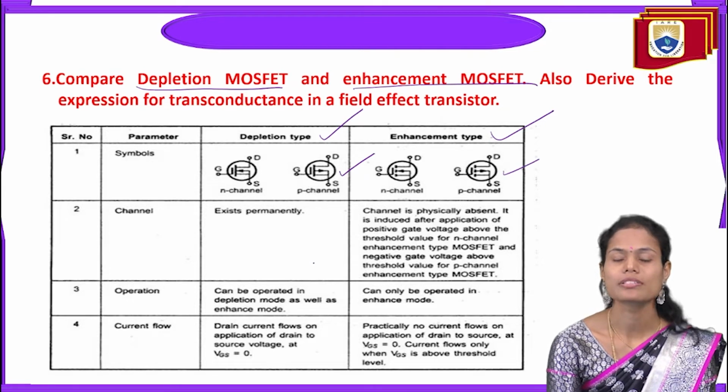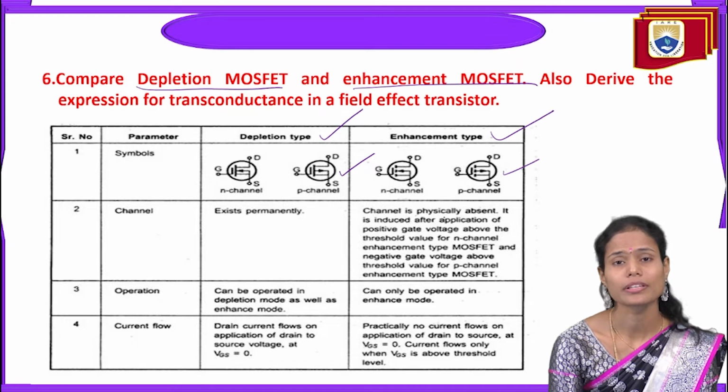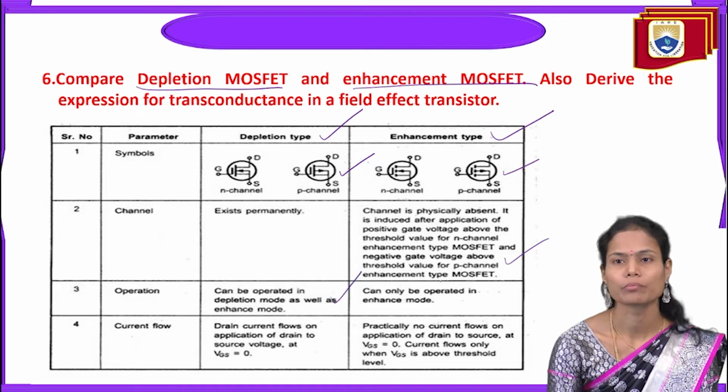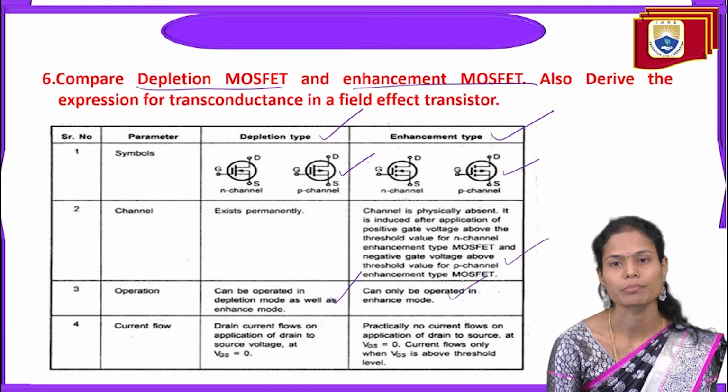The channel exists permanently in the case of depletion type, but in the case of enhancement type, only when we provide the gate to source voltage as well as drain to source voltage for the MOSFET is there a flow of charge carriers in the circuit. That flow of charge carriers indicates the channel. The depletion type can be operated in the depletion mode as well as in the enhancement mode, but this one can be operated only in enhancement mode.